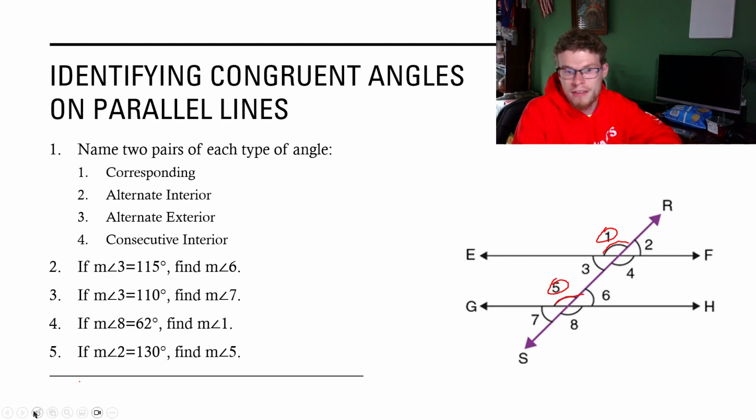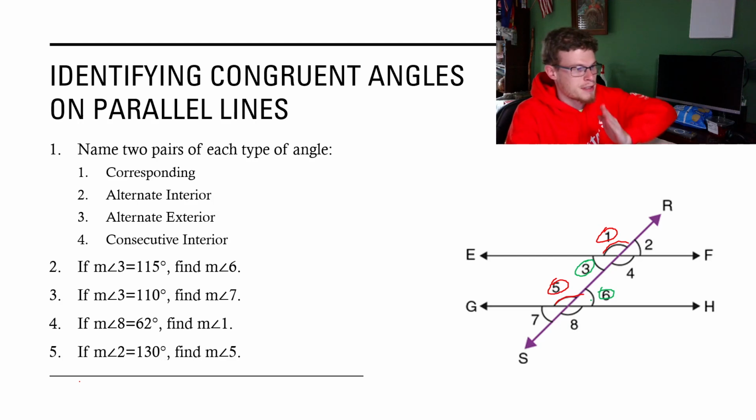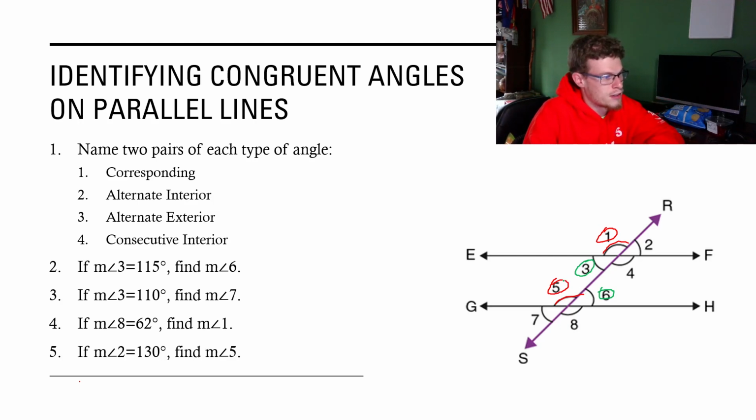Let me change colors here. You also have alternate interior angles. Alternate interior angles are on alternate sides of the transversal, and they are also on the inside. For example, angle 3 and angle 6 are alternate interior angles, on the inside of the parallel lines and on opposite sides of the transversal, and the same with angles 5 and 4. Those are also alternate interior angles.